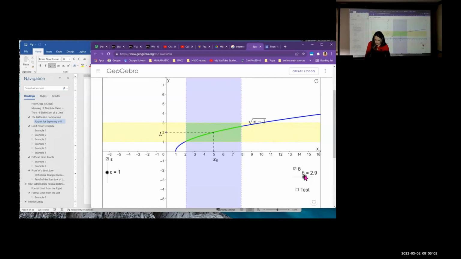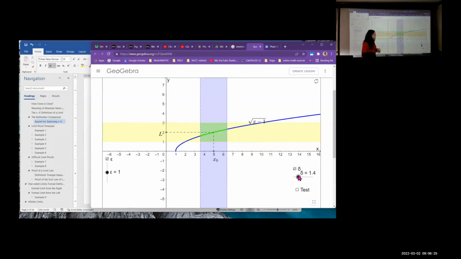All right. So now, could you go narrower? Yes, of course. You can always go smaller. You can't always go bigger, but you can always go smaller. So definitely all of these X values that you see here in the purple band, if you trace them up to the graph and then trace across horizontally, you'll see that their Y value is falling within that yellow band.